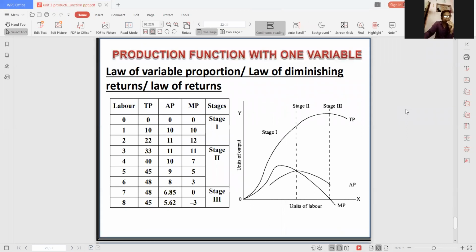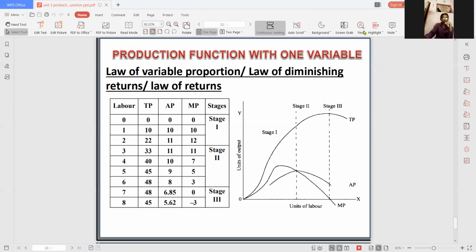Law of variable proportions: stage 1, stage 2, stage 3. Already I have explained this one. Labor 0 means total production is 0, average production is 0, and marginal production is 0. In stage 1, if using one labor unit, total production is 10, average production is also 10, 10 by 1 equals 10. Marginal production means, by increasing 1 unit of labor from 0 to 1, how much does the product increase? 0 to 10, that is 10. Marginal product is 10.